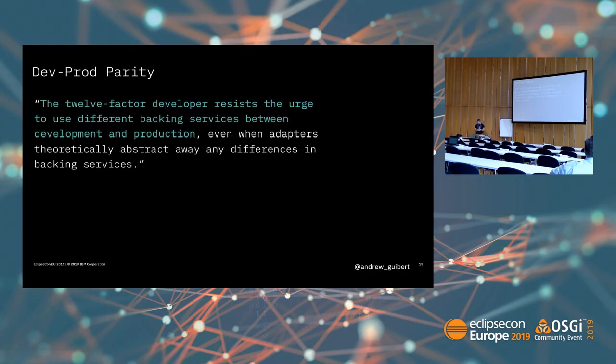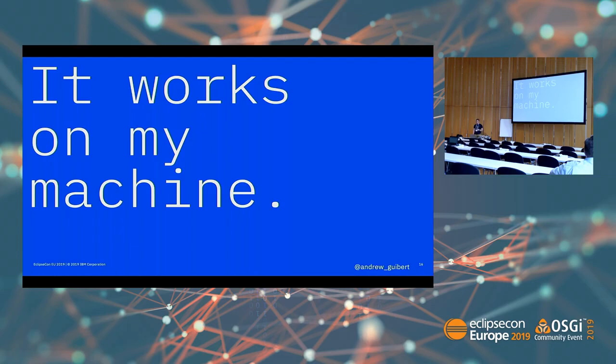Here's a useful quote from the 12factor.net website: "The 12-factor developer resists the urge to use different backing services between development and production, even when adapters theoretically abstract away differences in backing services." I think a good way to sum this up is the excuse, "It works on my machine." I've heard this one a lot in the software industry. It's probably the most dreaded problem to debug because it's very frustrating to work with. And if you're doing dev-prod parity properly, then you will minimize these kinds of excuses.